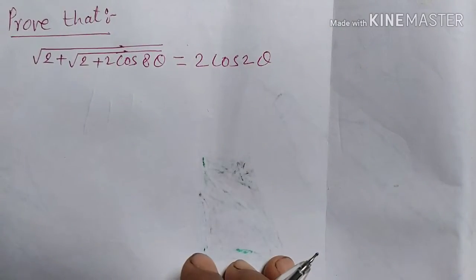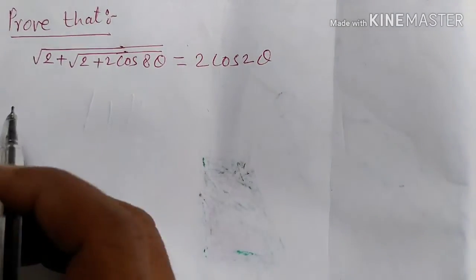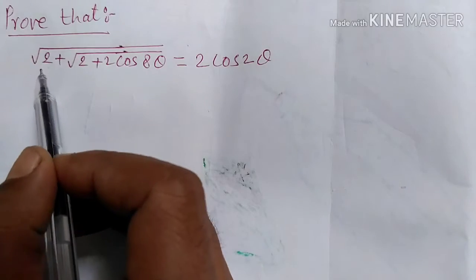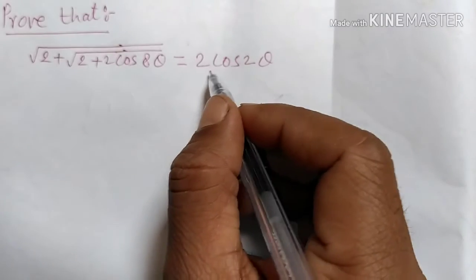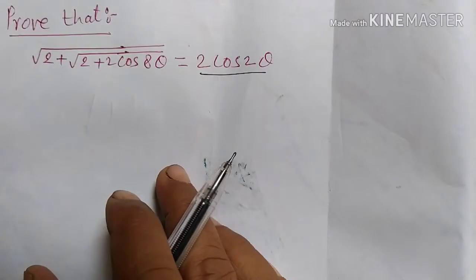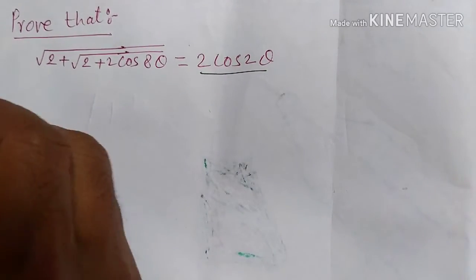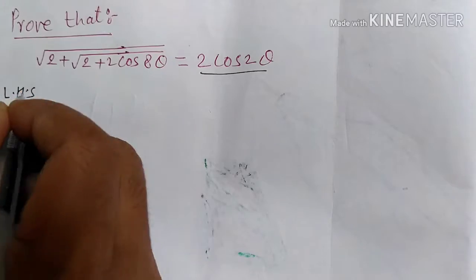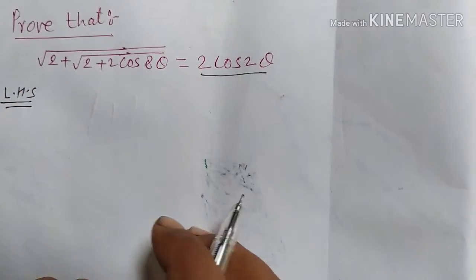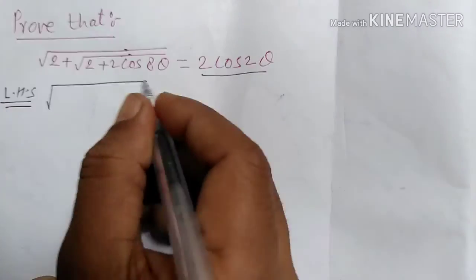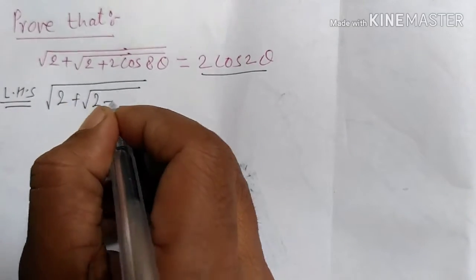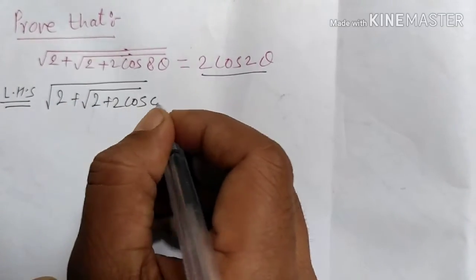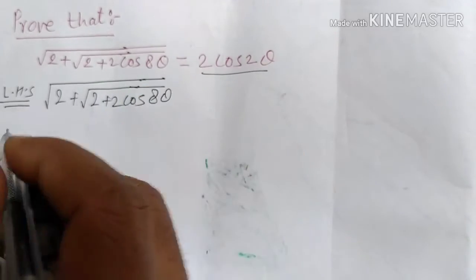Dear students, now I'm going to do another question, which is given as √(2 + √(2 + 2 cos 8θ)) = 2 cos 2θ. In order to solve this, we should take the left hand side, which is given as √(2 + √(2 + 2 cos 8θ)).